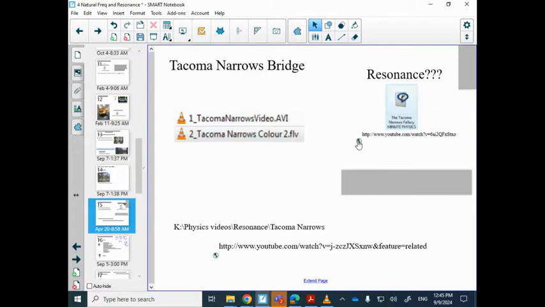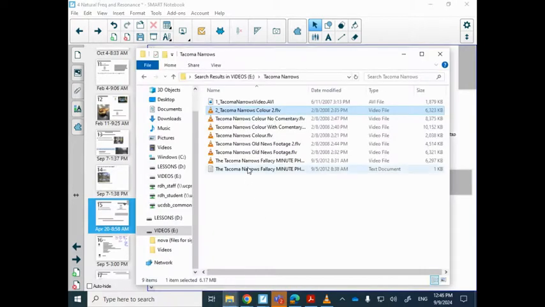There's a person that is quite knowledgeable as well, though, that indicates that it's not resonance. And so I'll play this one as well. It's neat.